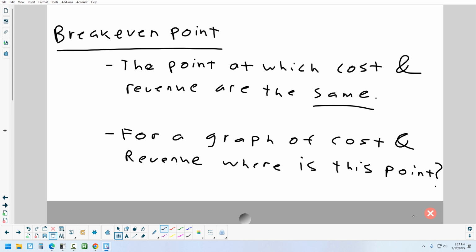So we just answered that question. If you're looking at a graph, where's the break-even point? It's where they cross.